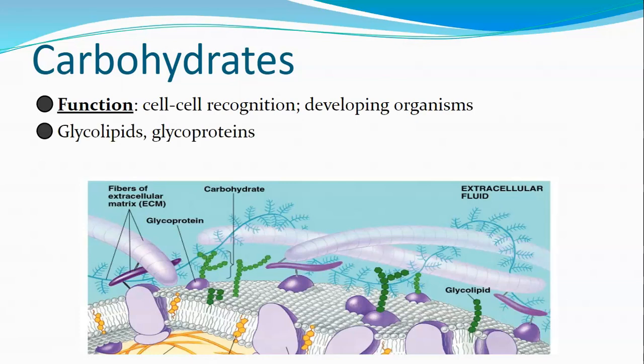Carbohydrates usually are the ones that are involved in cell-to-cell recognition, thinking about things like our blood groups. And if you have type A blood, you have A antigens or glycoproteins on the surface of your red blood cells.